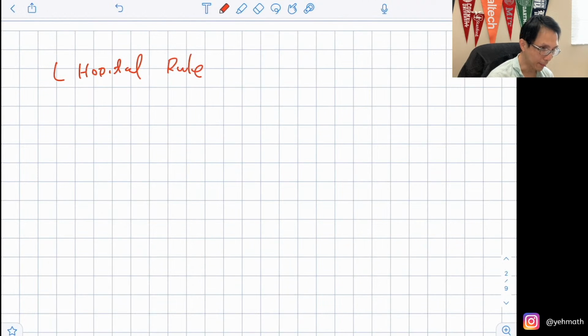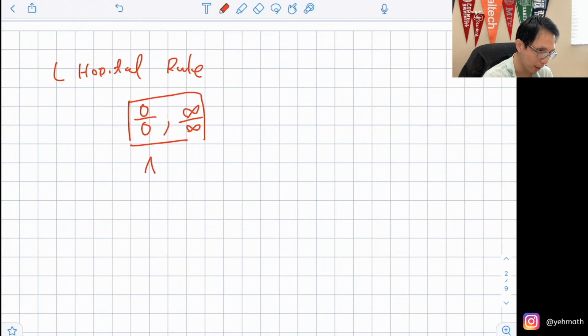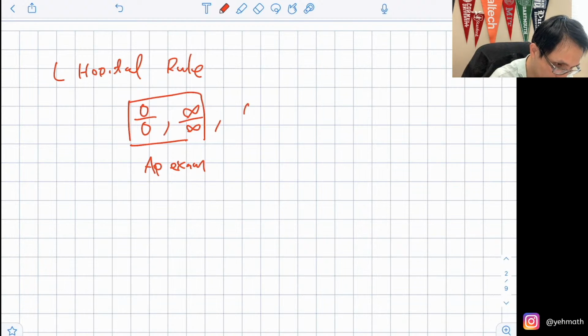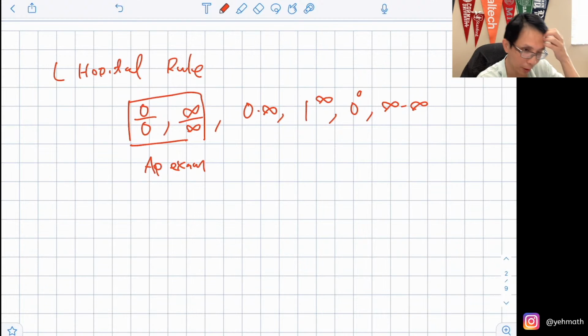Okay, L'Hopital's rule. Basically, there are a few different types of indeterminate form. I'm going to give them to you. One of the most popular ones is 0 over 0 and infinity over infinity. This is what the AP exam is focusing on, but we're going to talk about the other indeterminate forms. The others could be 0 times infinity. They're not going to test on the AP exam. 1 to the infinity power, 0 to the 0, and infinity minus infinity. So in total there are 6, but the AP exam only focuses on 2.